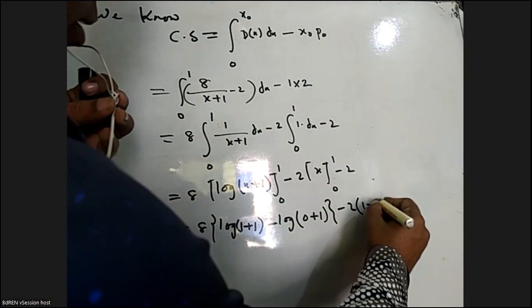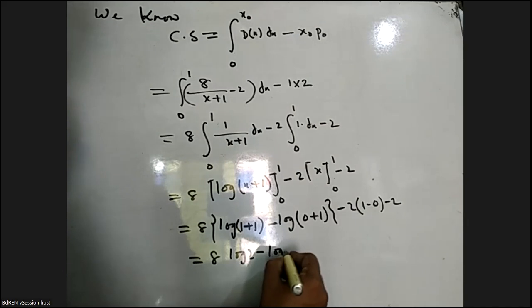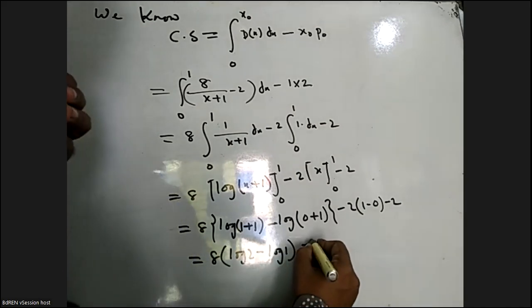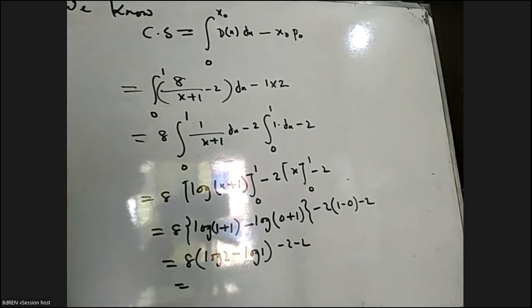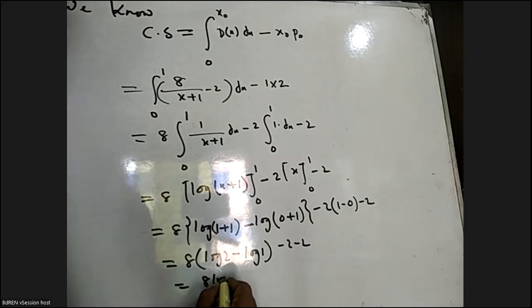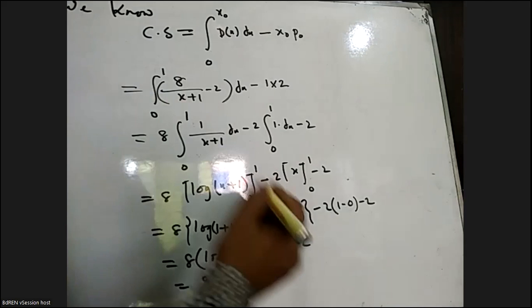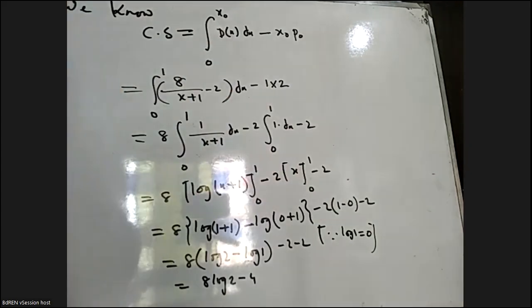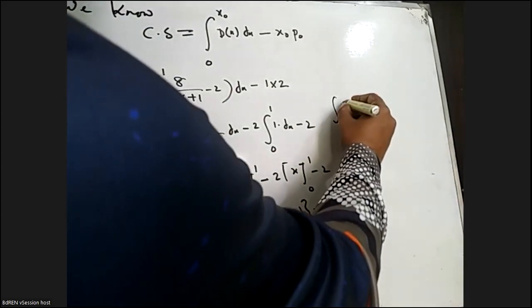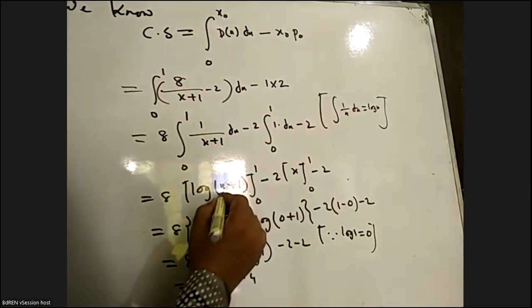So this will be 1 minus 0 minus 2. We get log 2 minus log 1, minus 2. So after this one, we can write 8 log 2 minus 4. And this is the actual result, because you must know log 1 equals to 0. And the integration of 1 by x, formula what? Log x or ln x. Just using this formula here.